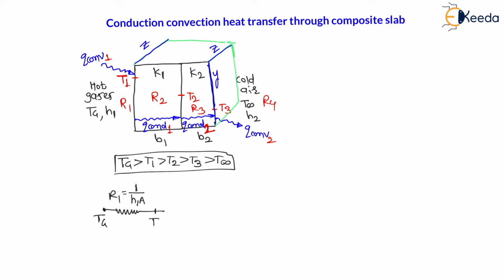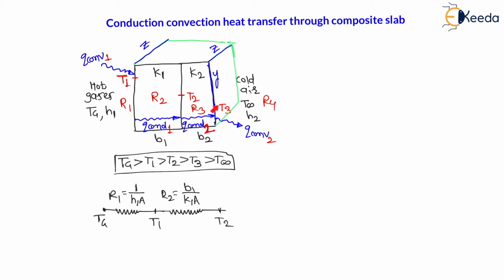Therefore, there will be a temperature T1, and between T1 and T2, there is a conduction resistance of the first slab, which is nothing but R2, which is nothing but B1 divided by K1A, right? Conduction resistance is L divided by KA, no? And here L is B1 divided by K1A.